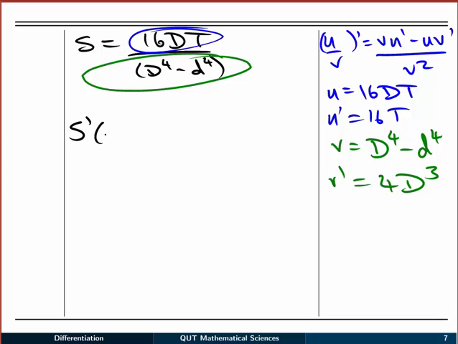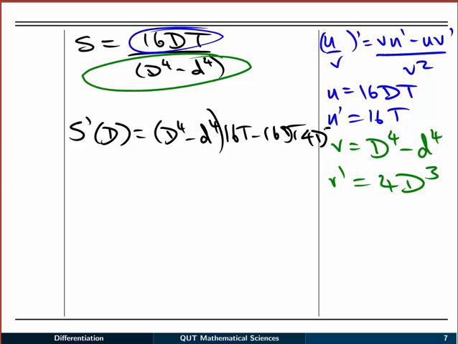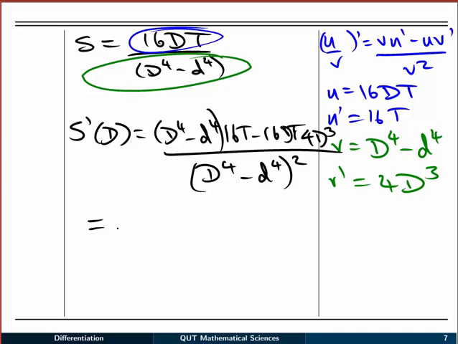So S dash of D is going to be v times u dash, so that's D to the 4 minus little d to the 4, times u dash, which is 16T. Take away u times v dash, so that's 16 dT, times v dash, which is 4D to the 3, all divided by v squared. So that's D to the 4 minus little d to the 4 all squared. Now again, we can clean this up a bit, so have a go at that for yourself.